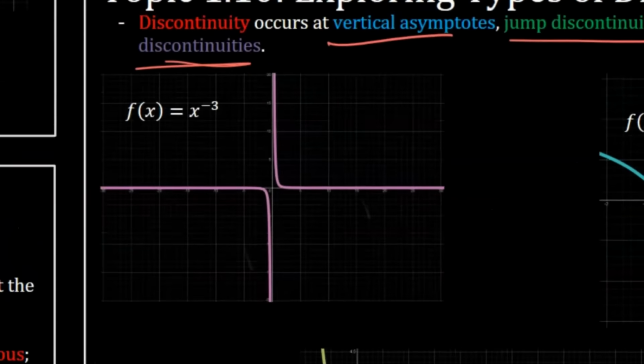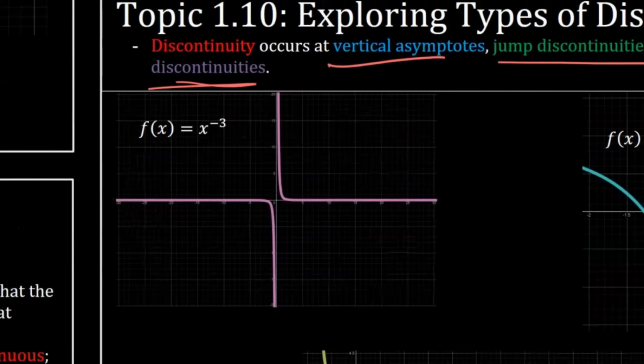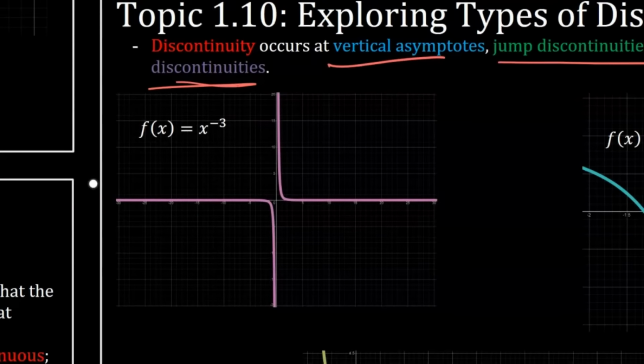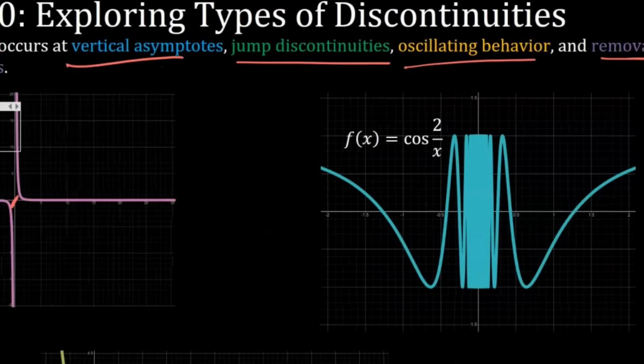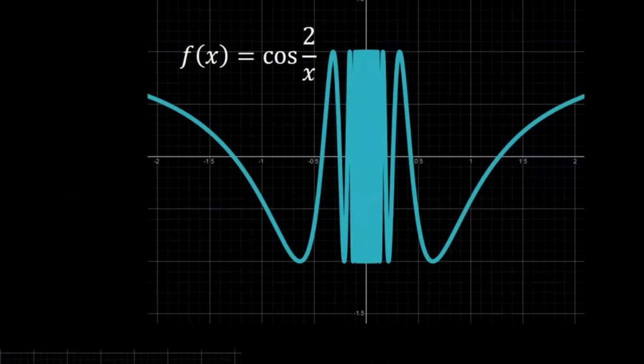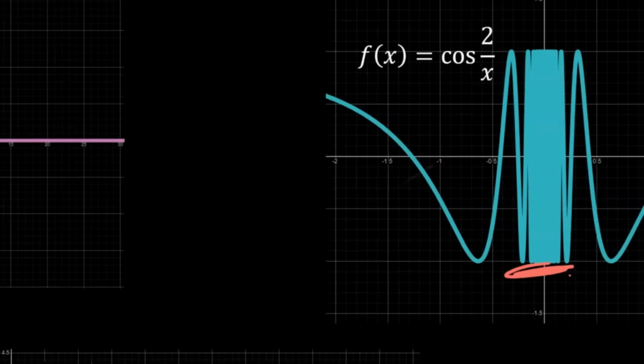So, a vertical asymptote is right here, and notice these are essentially the same as when a limit doesn't exist. We see here there is clearly a discontinuity, a vertical asymptote example. Okay, let's take a look at oscillating behavior. We see oscillating behavior, also a discontinuity.